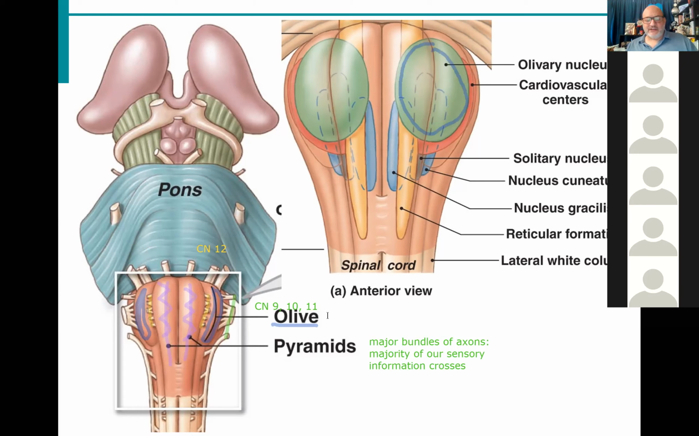And the olive is responsible for proprioception. What the heck is that? Anyone know what proprioception is? No one? Or no one is willing to speak up? All right, well. Awareness of our body position.